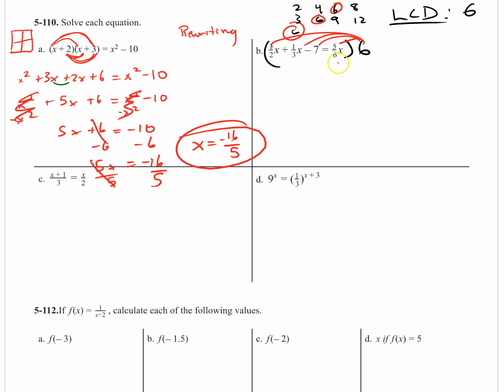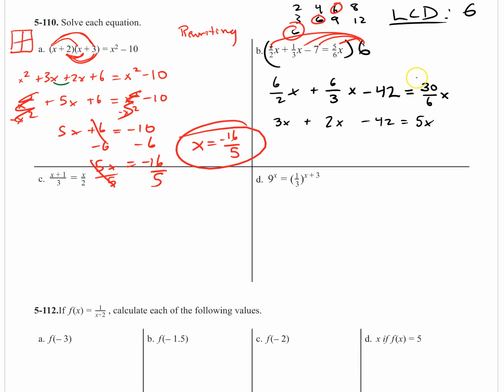So let's multiply the 6 times everything. Let's start over here. 6 times a half. Remember, I multiplied the top of the fraction. That's 6 over 2x plus 6 times 1 is 6, 6 over 3x minus 6 times 7 is 42 equals 6 times 5, it's 30 over 6x. And let's simplify. 6 over 2 is 3. 3x plus 6 over 3, that's 2.